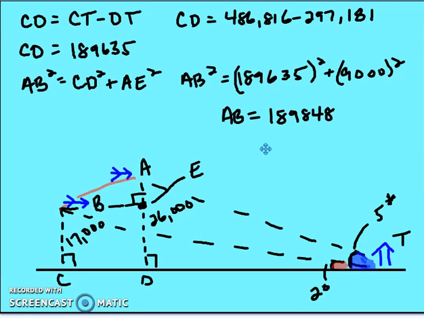189,848. And again, you can use the lengths AT and BT and this angle measure of 3 degrees, and then use the law of cosines, side angle side, to solve for the length AB. But you should get the same answer, 189,848.